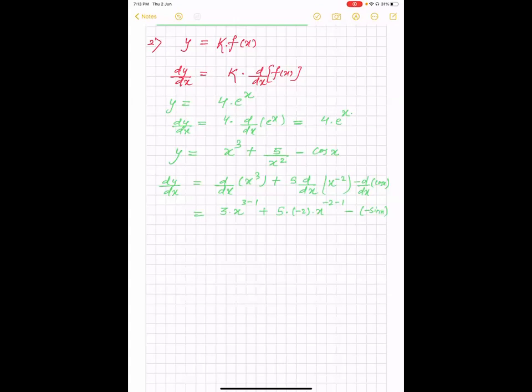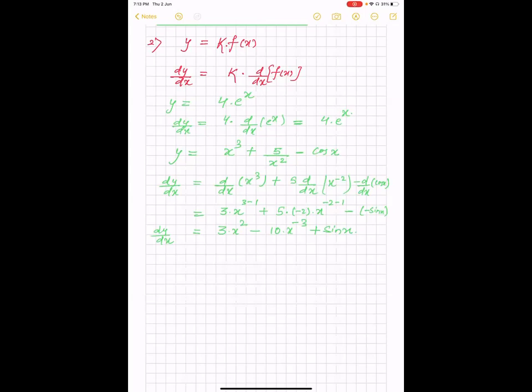So finally the answer will be 3 times x raised to 2. This will be negative 10 times x raised to minus 3, and this will be plus sin. You can keep your answer as this. This will be our final answer.